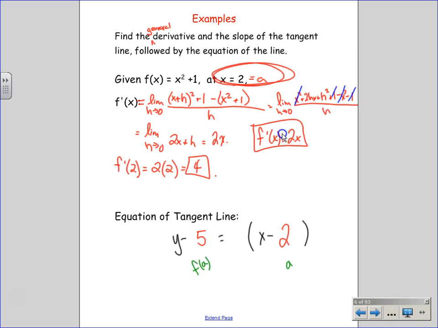So this could be a equals 2, f of 2, and that's exactly how I found the 5. F of 2, I came back and said, oh, hey, plug in. 2 squared plus 1 is 5. And then what goes here? F prime of a. And what's f prime of a? 4.